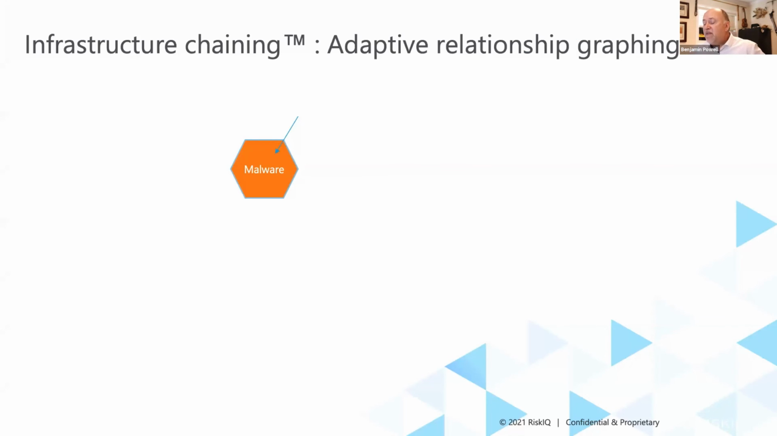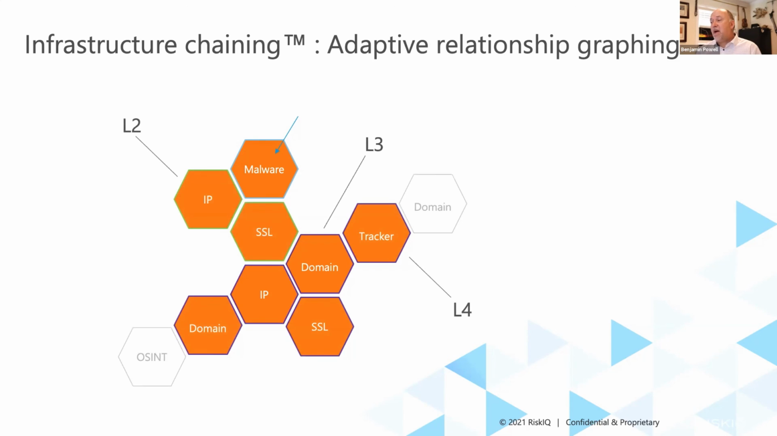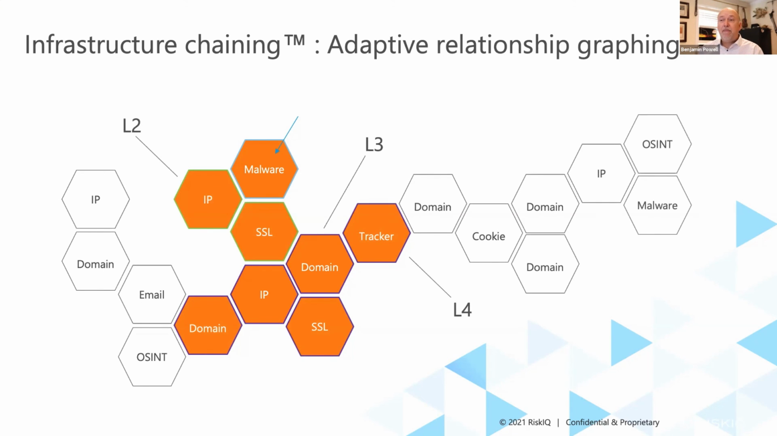So this infrastructure chaining that we do allows us to start with a single indicator, for example, a piece of malware. And we can look at that malware and say that malware was coming from this IP address and this certificate was on that IP. That certificate is also associated with this domain, this other IP, another certificate, a tracker, and we can build out these relationships. And that's what we're going to do today when we go through some of the phishing exercises, is look at these relationships and understand how they play together to understand the full aspect of that attack. And then that's what you need to block.